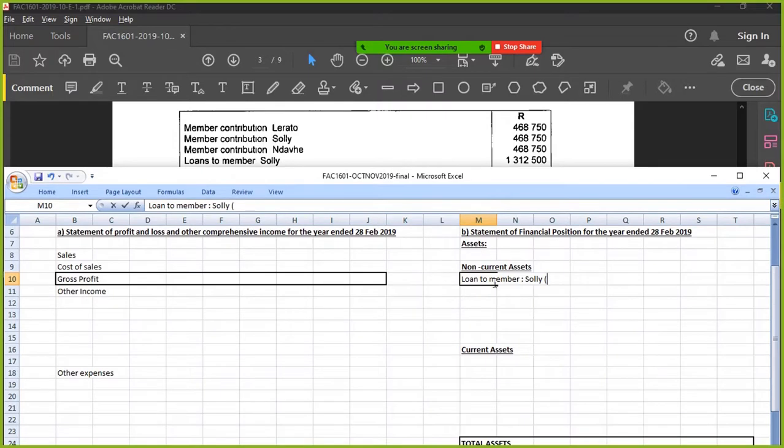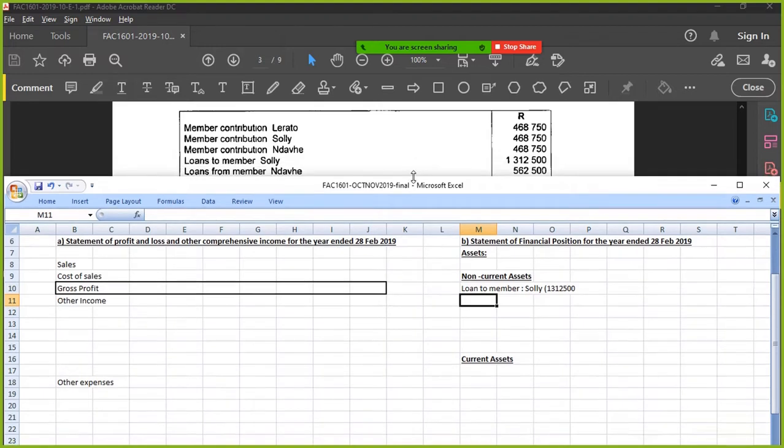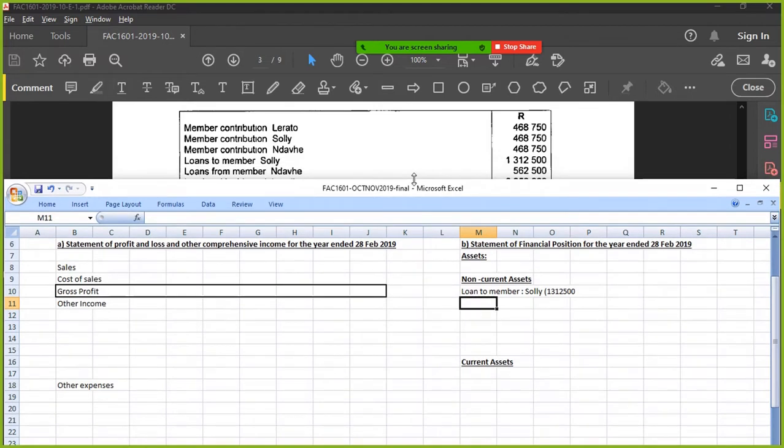Just read the right line. Okay, 1312500. Okay. These numbers that they give us for this question are actually really hectic. Why do you say? Because there's like 6 numbers for like an amount. Yeah.